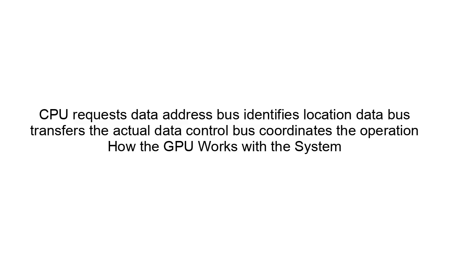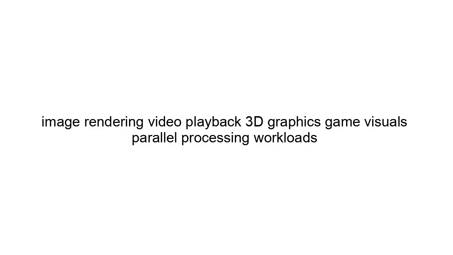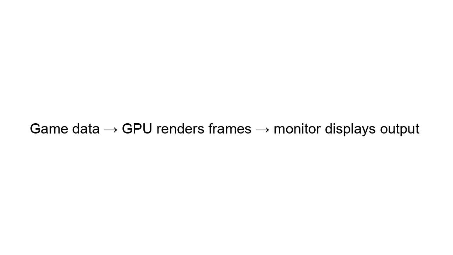How the GPU works with the system. The GPU is responsible for graphics processing. It handles tasks related to image rendering, video playback, 3D graphics, game visuals, and parallel processing workloads. Example concept: game data → GPU renders frames → monitor displays output.